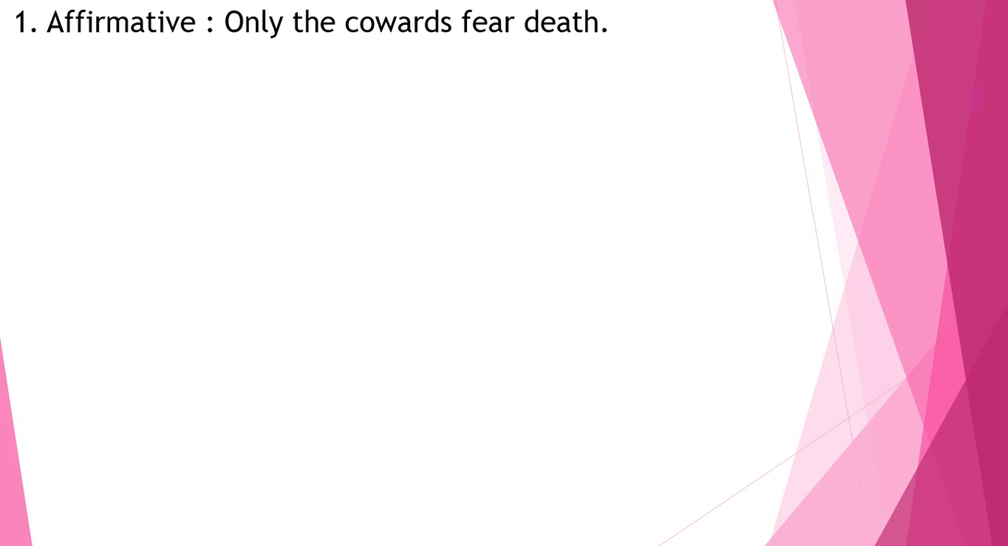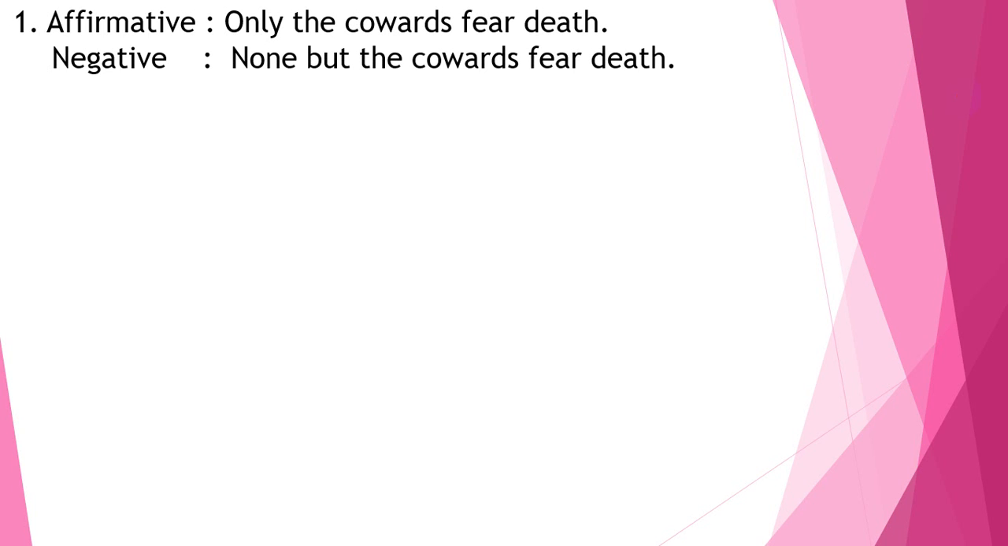Number 1. Affirmative sentence: Only the cowards fear death. Note: if there is only or alone indicating Allah, God, or any person in the affirmative sentence, none but will be used at the beginning of the sentence instead of only or alone. Now the negative sentence will be: None but the cowards fear death.